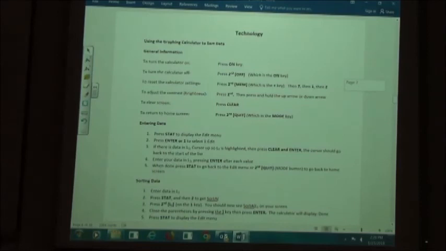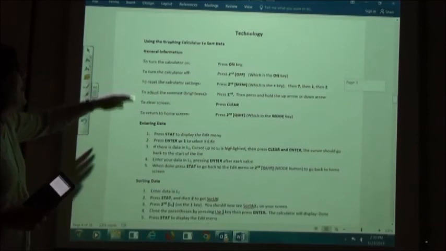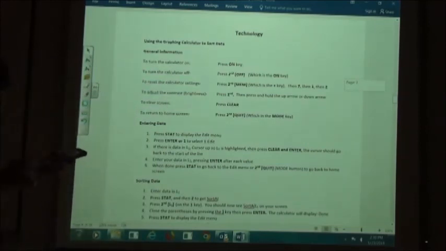Now, the first half of the semester, we're going to use the graphing calculators, but on your assessments, you're not going to be able to use the graphing calculator. The second half of the semester, once we've practiced the formulas for standard deviation and all that fun stuff, then I will let you use the graphing calculator on the assessments. So, general information. To turn your calculator on, press the on key. That's pretty obvious. To turn it off, you have to do second function and then off. That turns the calculator off.